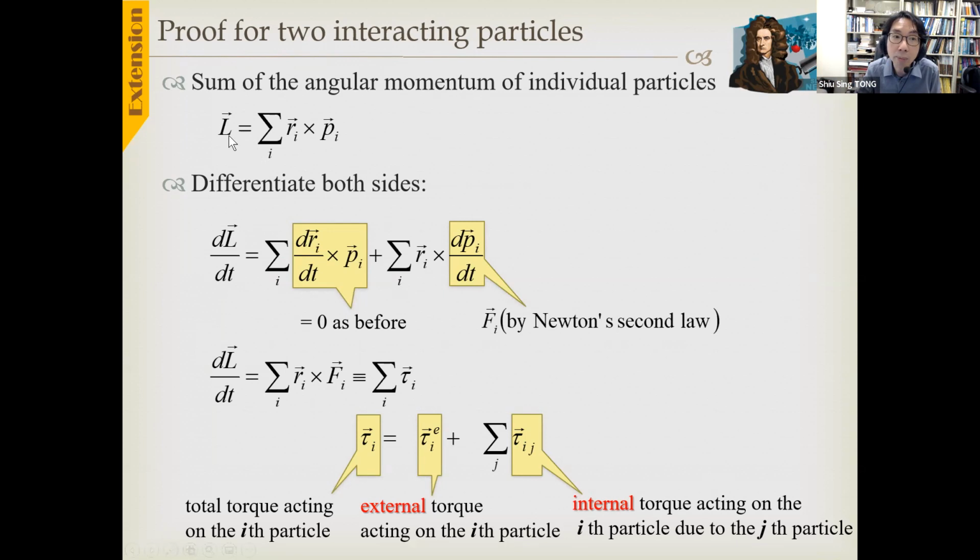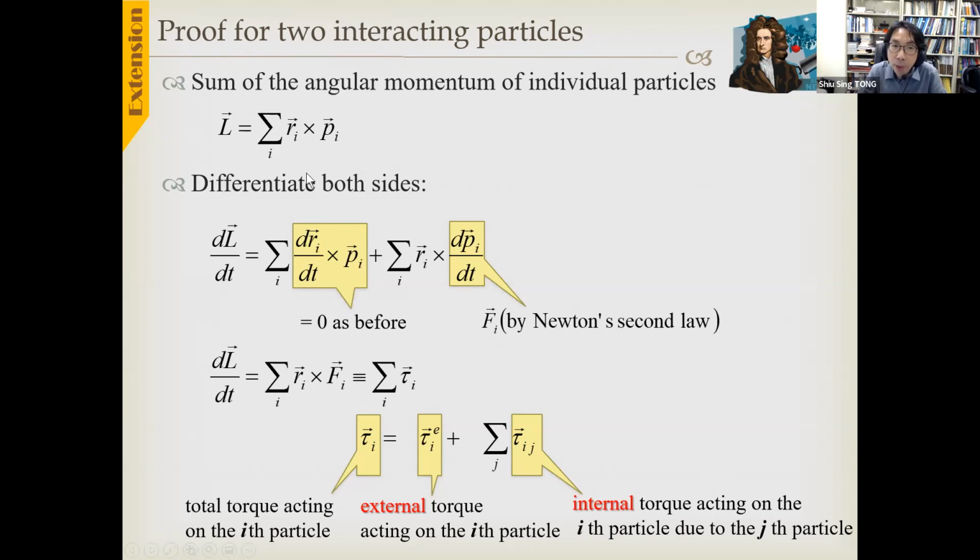For each particle, the angular momentum is Ri cross Pi. That is the angular momentum for the i-th particle. Now, if I form a summation over all the particles from 1 to n, I will have the total angular momentum of the system. So L is simply a summation over i of Ri cross Pi.